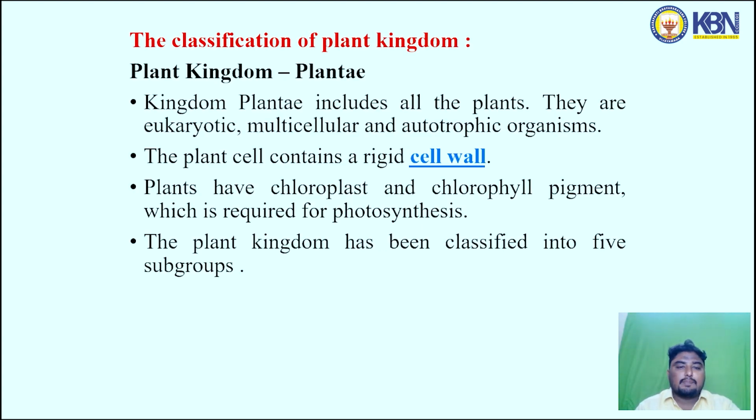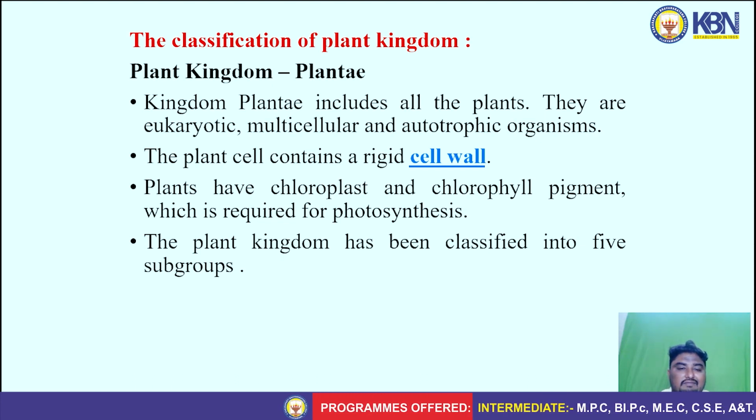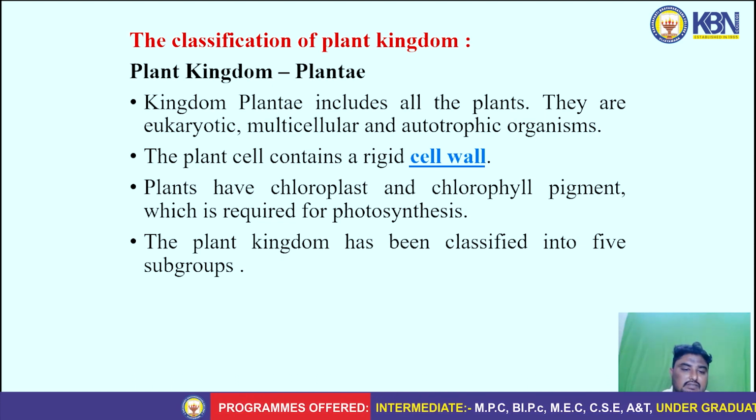The plant kingdom is Plantae. Kingdom Plantae includes all the plants. They are eukaryotic, multicellular and autotrophic organisms. The plant cell contains a rigid cell wall. Plants have chloroplast and chlorophyll pigment, which is required for photosynthesis.